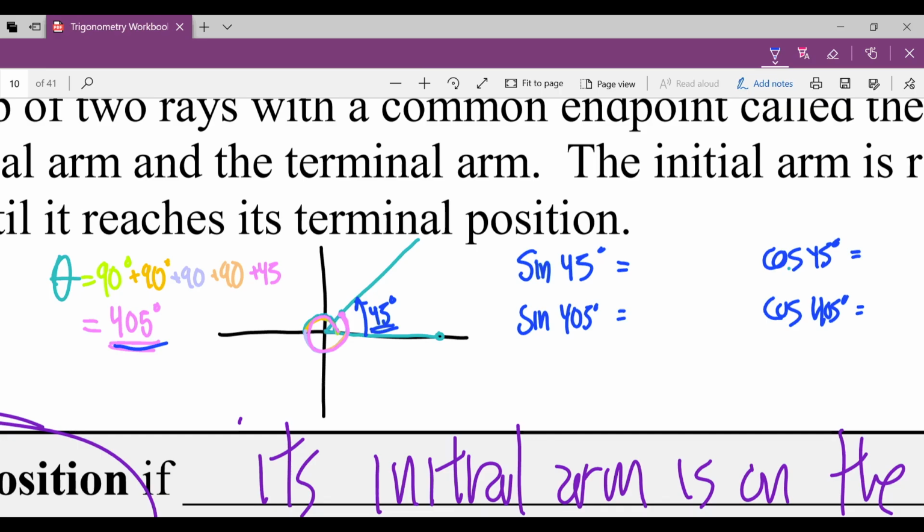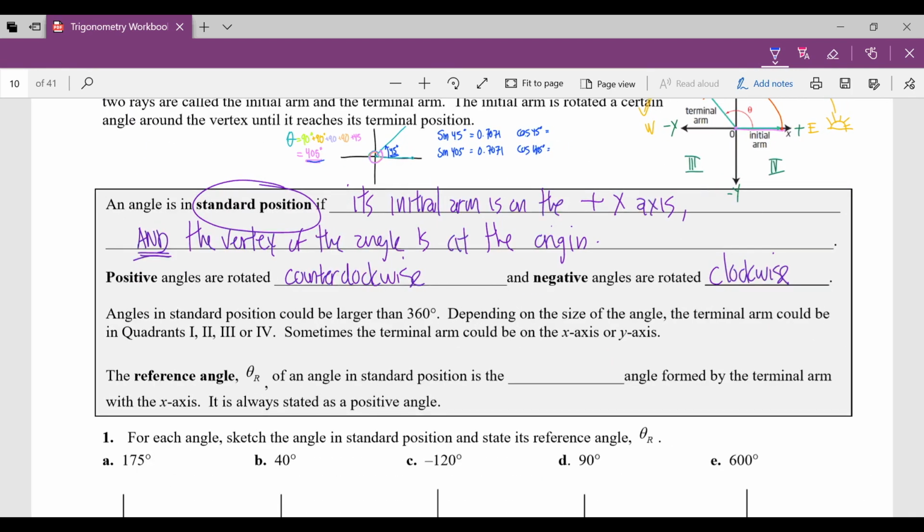All right, so if you went ahead and did that, you will have noticed something. You will have noticed that sine 45 is 0.7071, and that the sine of 405 is the same thing, 0.7071. So that relationship between 45 and 405 is kind of special. So angles in standard position can be larger than 360, as demonstrated right there.